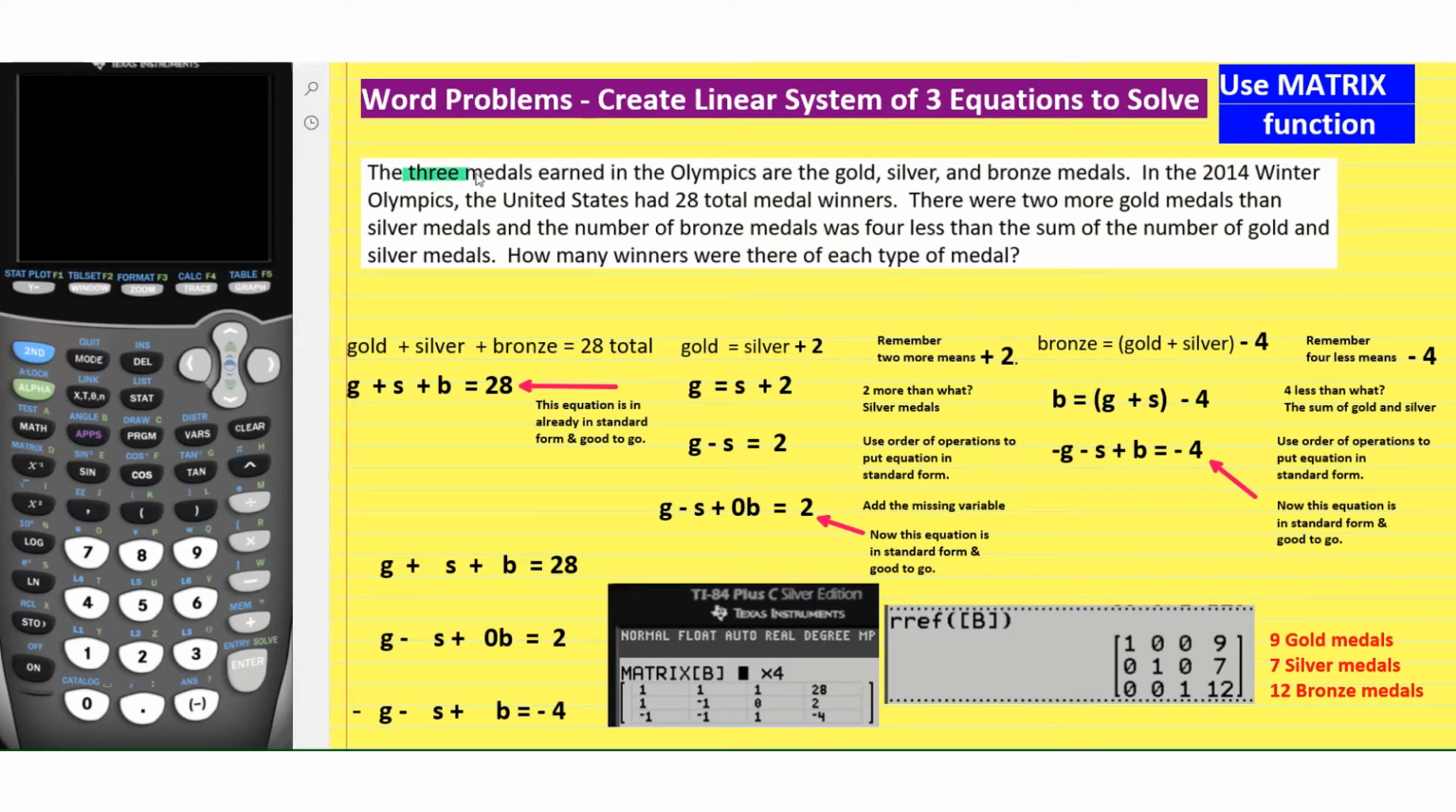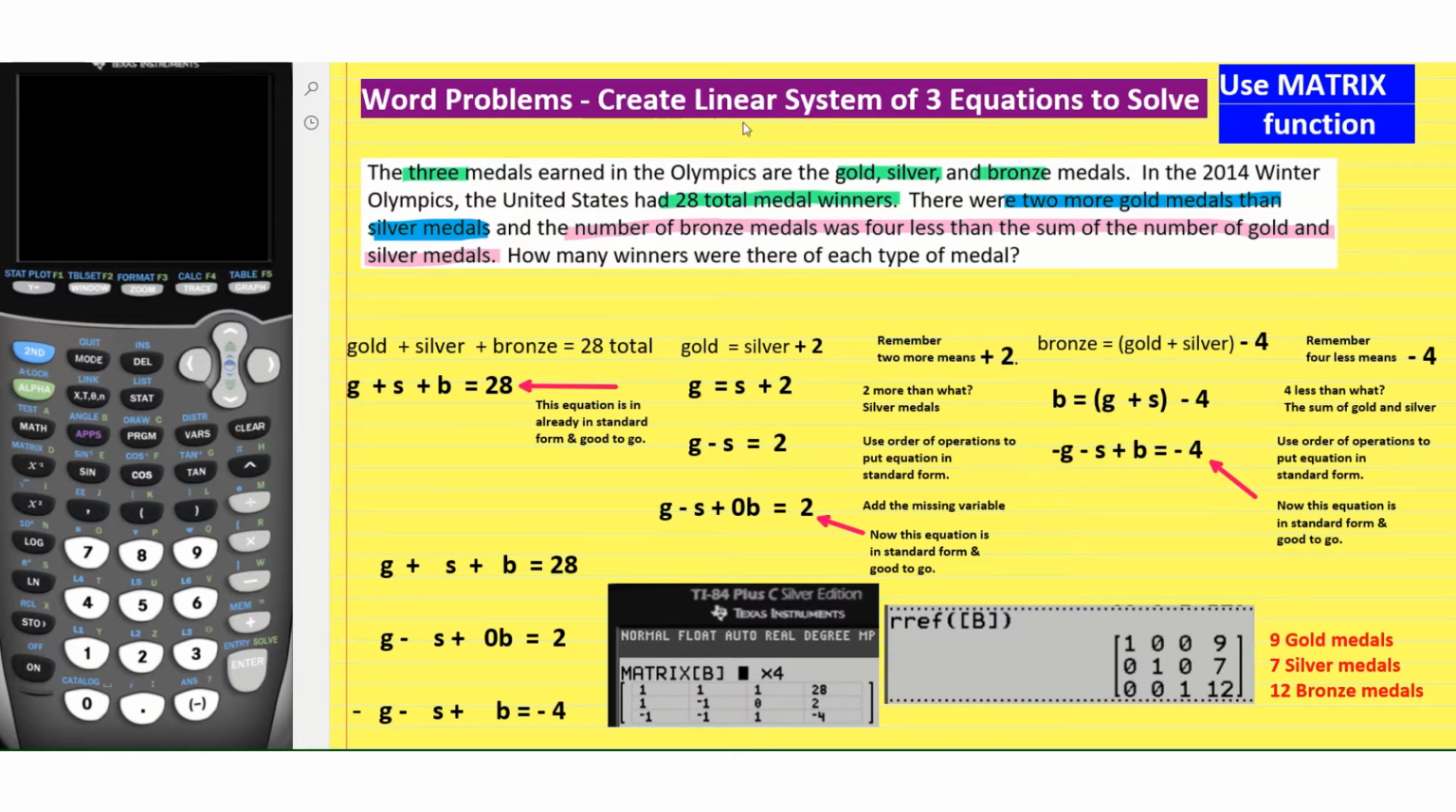It says that three medals are earned in the Olympics, and they are gold, silver, and bronze. In the 2014 Winter Olympics, the U.S. had 28 total medal winners. There are two more gold medals than silver medals, and the number of bronze medals was 4 less than the sum of the number of gold and silver medals. How many winners were there of each type of medal?